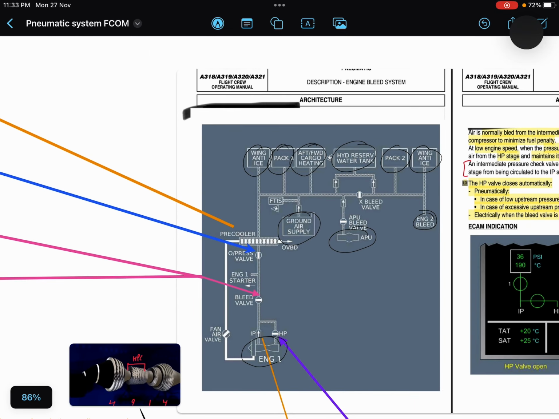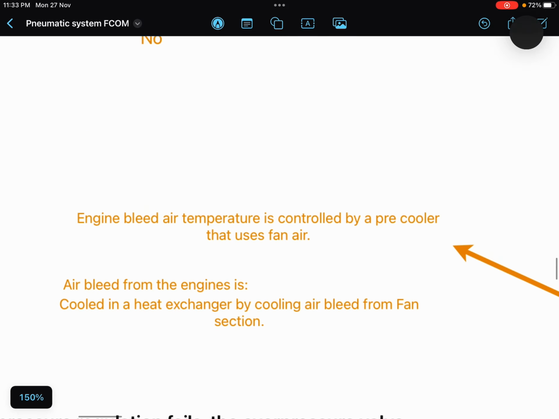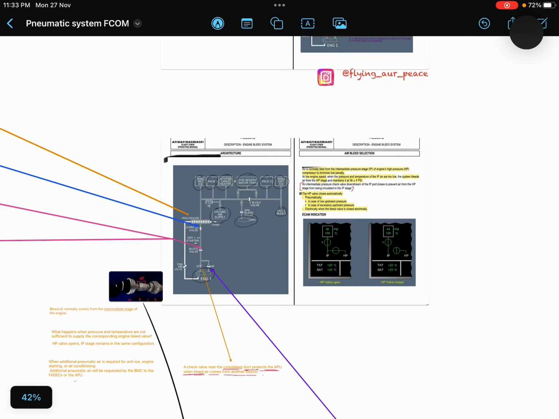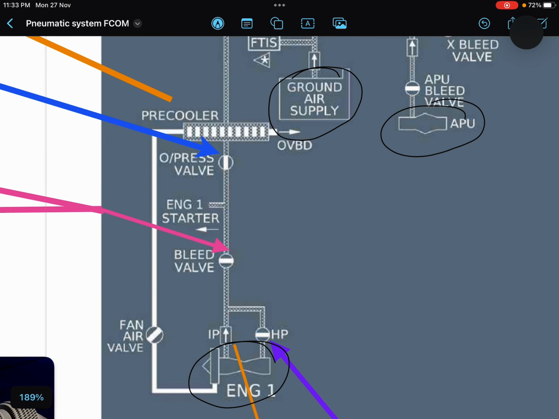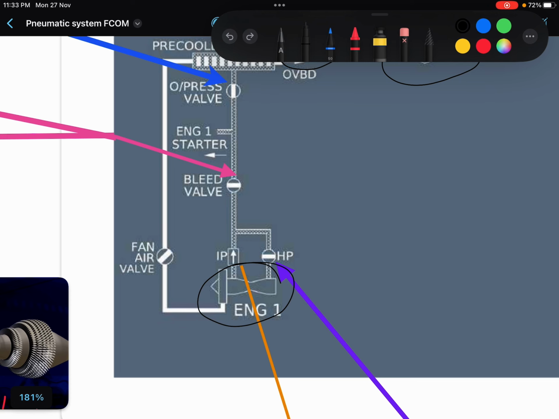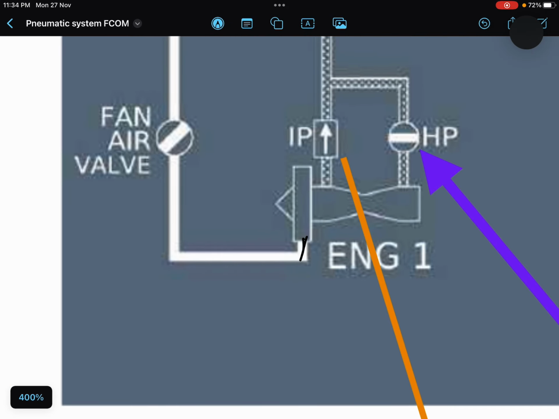Okay, a few more things about the pre-cooler. Don't be confused by the statements. Engine bleed air temperature is controlled by the pre-cooler that uses fan air. So basically, how does this pre-cooler cool down the air? Cool air is taken from the fan section of the engine.